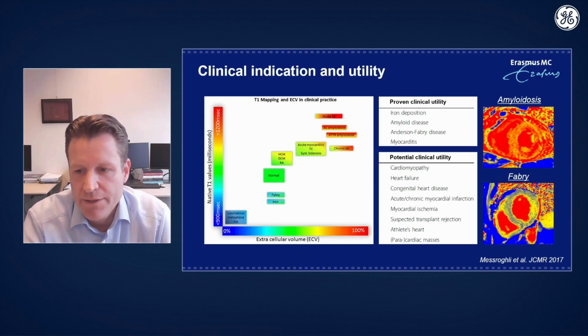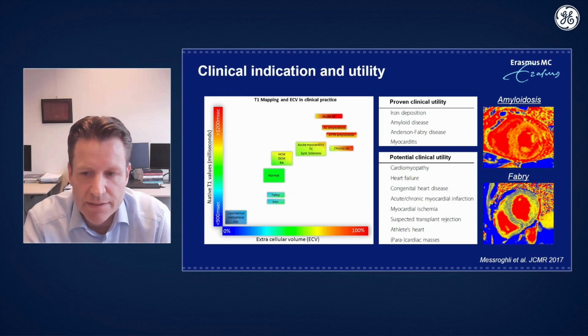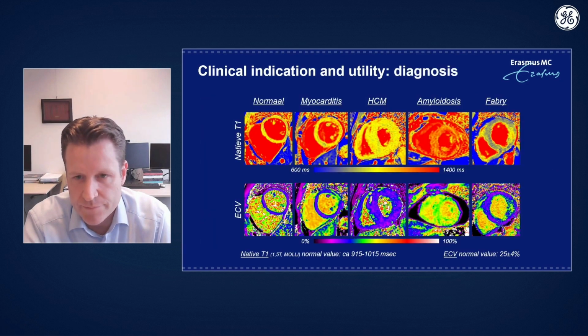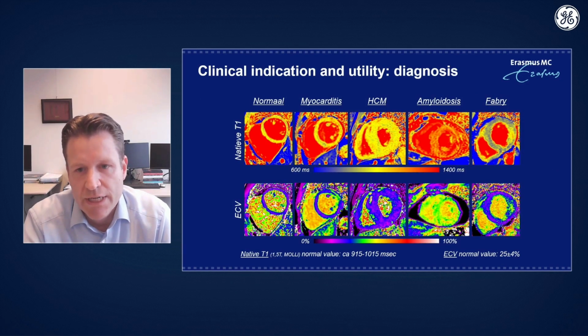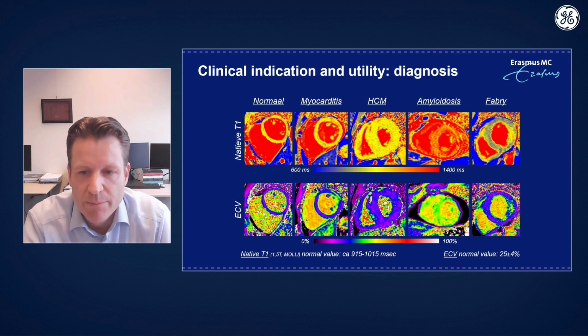diseases. On the right, you see two different pictures, one of the amyloid case with a clear increased native T1, and on the bottom, it's a Fabry case with a clear decreased T1 time. So for the diagnosis, you can spot now the diagnosis only based on the native T1 maps and on the extracellular volume maps. So these are different diseases.